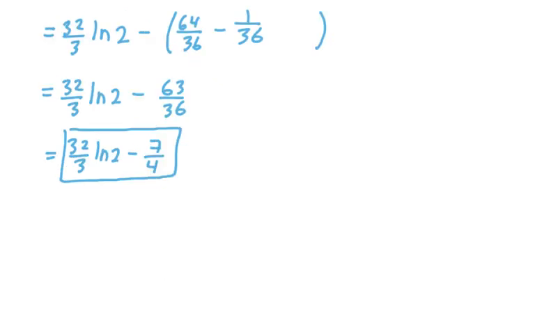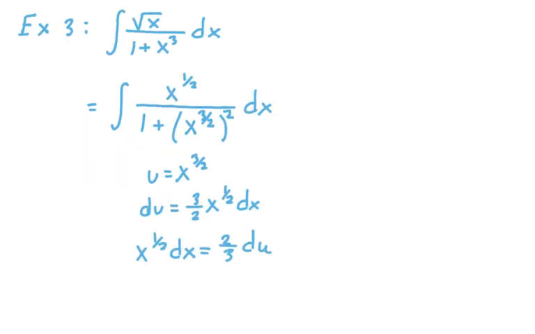So again, I get 32/3 natural log of 2 minus the quantity 64 over 36 minus 1 over 36. But that's 32/3 natural log of 2 minus 63 over 36. And then we can write this as 32/3 natural log of 2 minus 7 over 4. And that's example 1. Let's take a look at example 2.